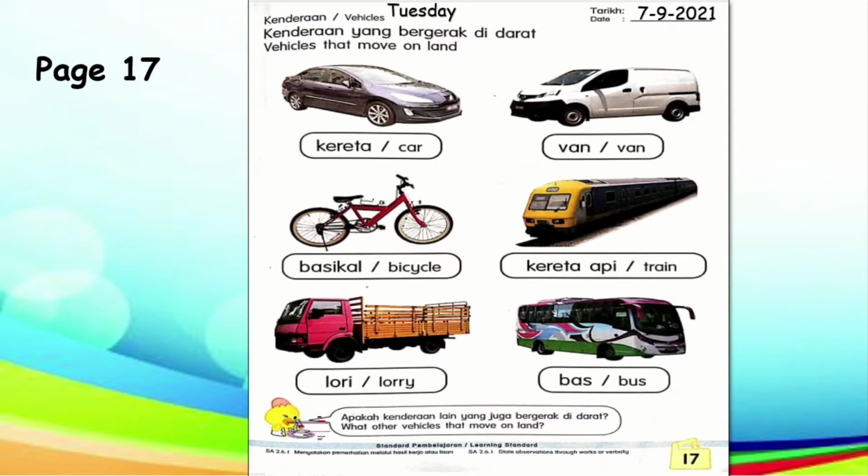So now let's see what the bird is asking. What are the vehicles that move on land? Yes. So what are the vehicles you can name that move on land? Very good. So teacher has one answer here for you. Motorcycle. Yes, motorcycle also moves on land. So you may have any other answer that shows vehicles that move on land. So you can write in the space given there.